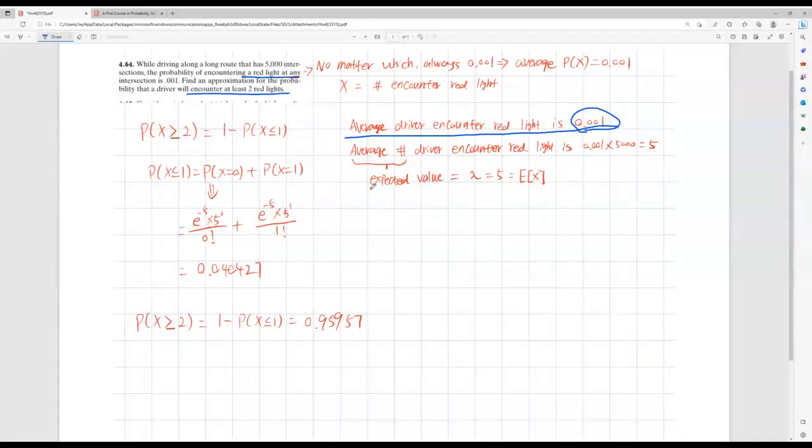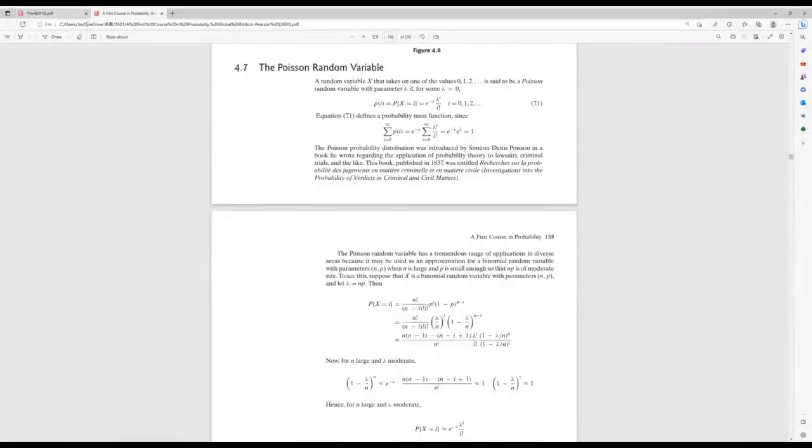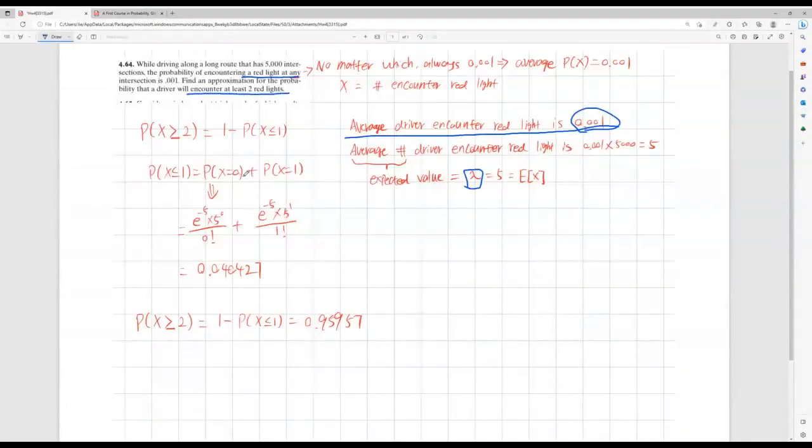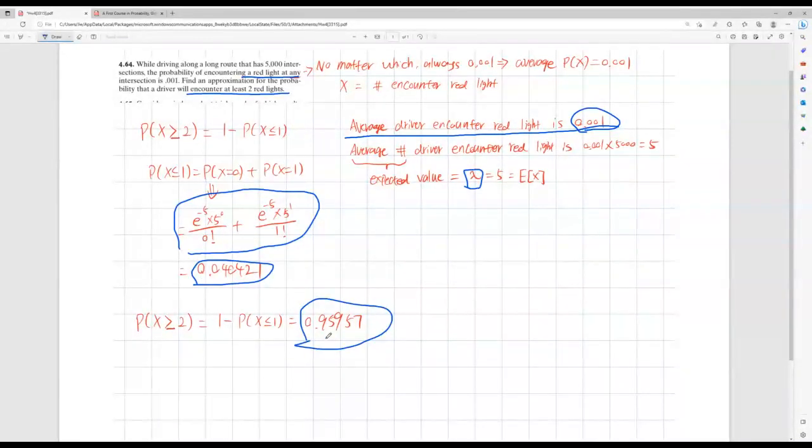And since we have lambda, we can use the Poisson random variable. Then we just plug into the formula. We got this, that's the probability of x equals 0 or 1, the complement of when x is greater than or equal to 2. And then we just subtract this from 1. We got our final answer, 96%. Yes, that's 5,000 intersections.